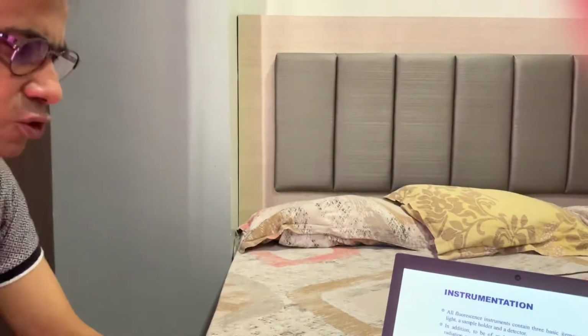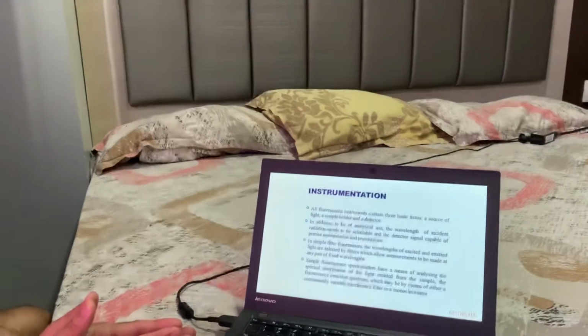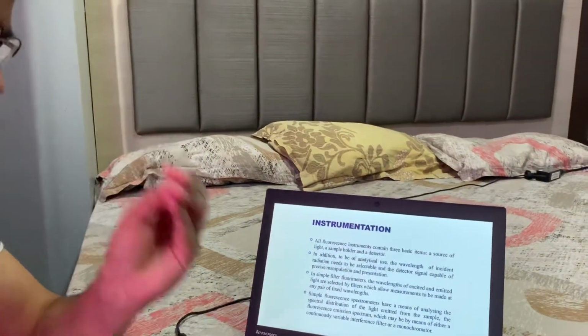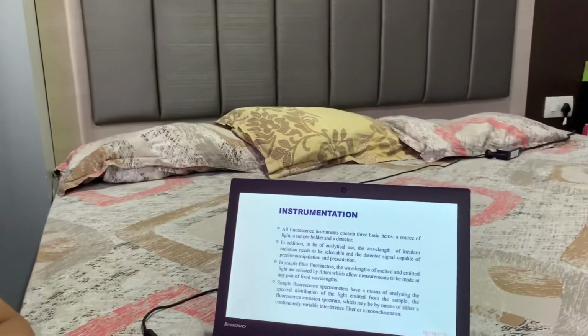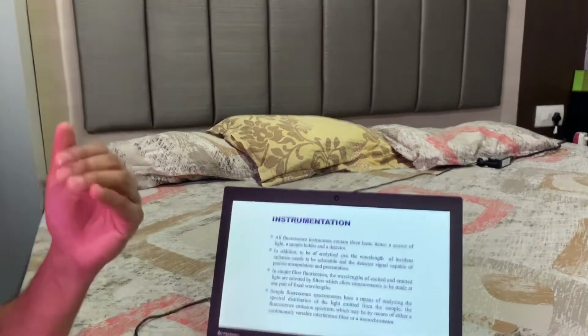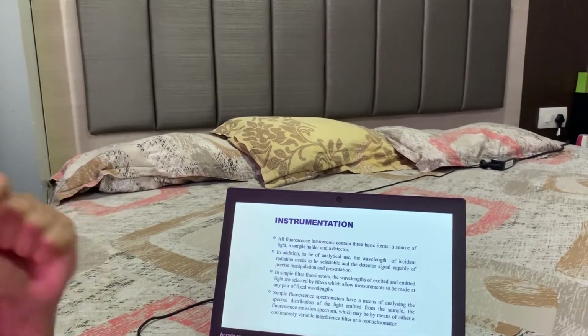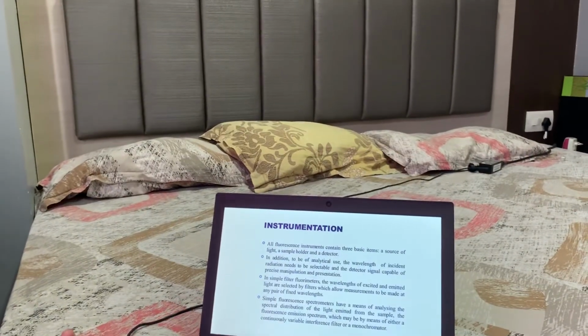And for the instrumentation, as we discussed before, in the case of normal spectrophotometry, they have the source of light, they have the cuvette, and they have the detector. And simply, they have different kinds of filters, like we explained in fluorescence microscopy. They have the absorption filter and the emission filter.